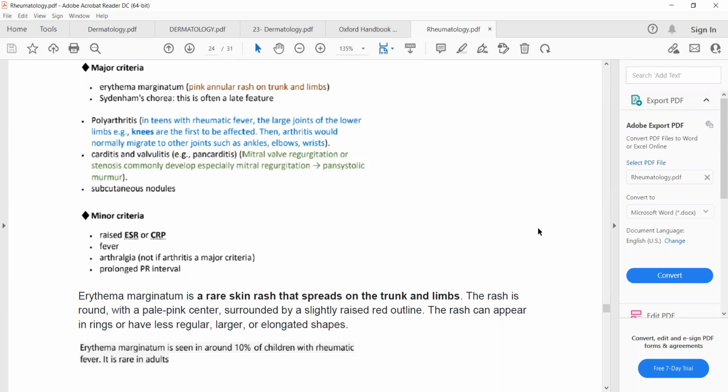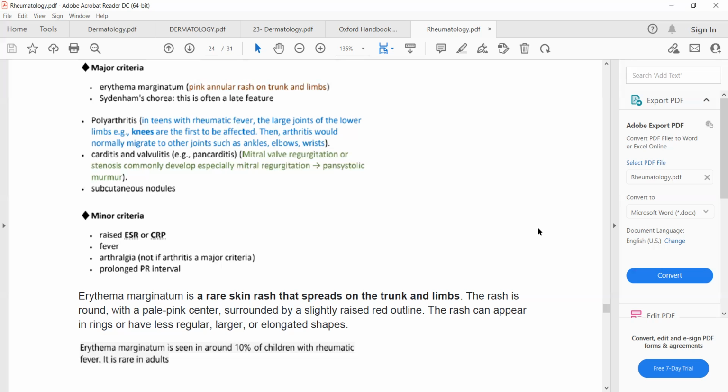So any of these two criteria, if they are present, then the most likely diagnosis will be rheumatic fever. Now, the major criteria are based on the clinical features of the organs that are involved. Minor criteria are based on some lab investigations and some non-specific symptoms. So a raised ESR or CRP is a minor criterion. Fever is a minor criterion.